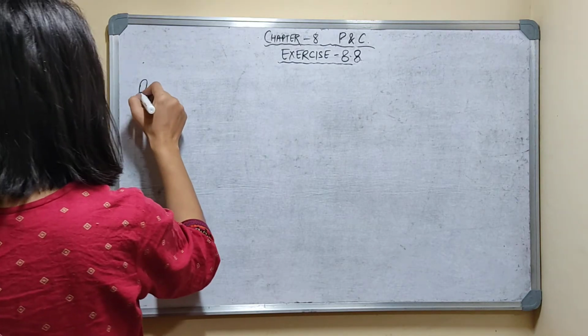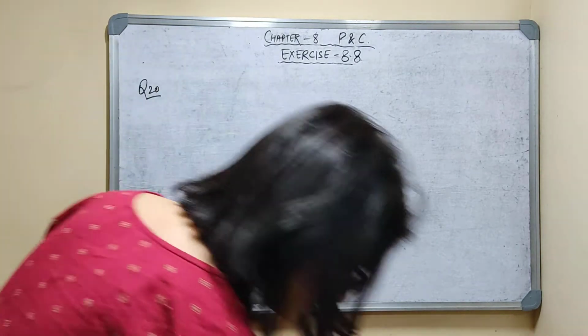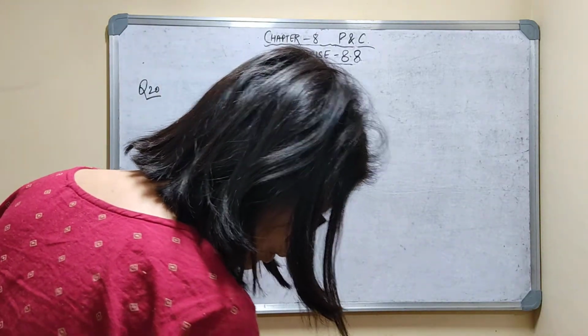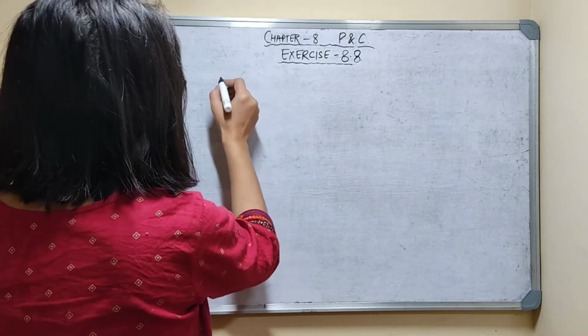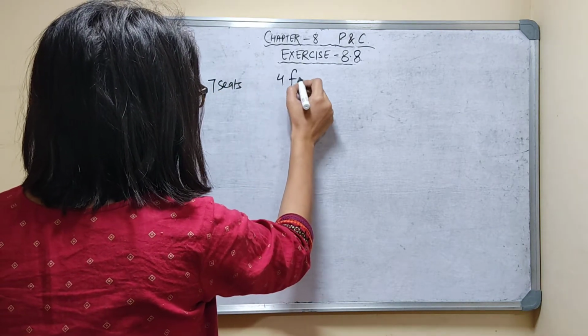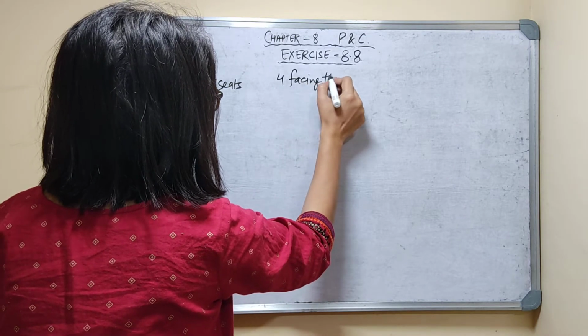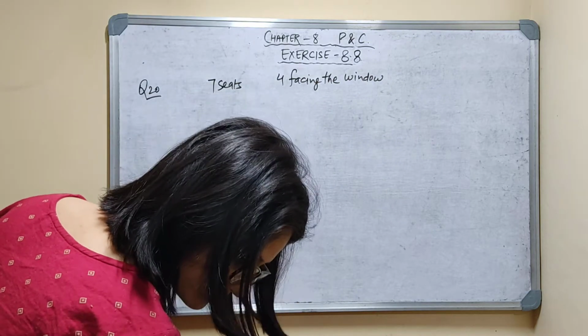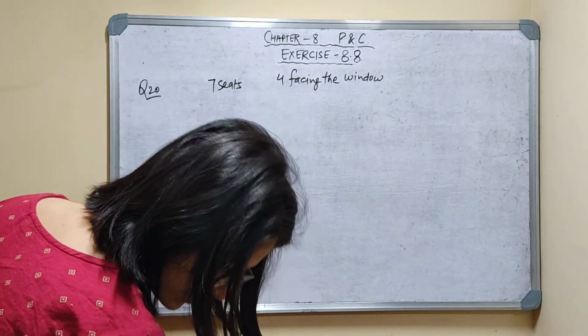Question number 20. It's given: a table has 7 seats, 4 being on the side facing the window. Total 7 seats are there. 4 seats face the window, and 3 are on the opposite side.